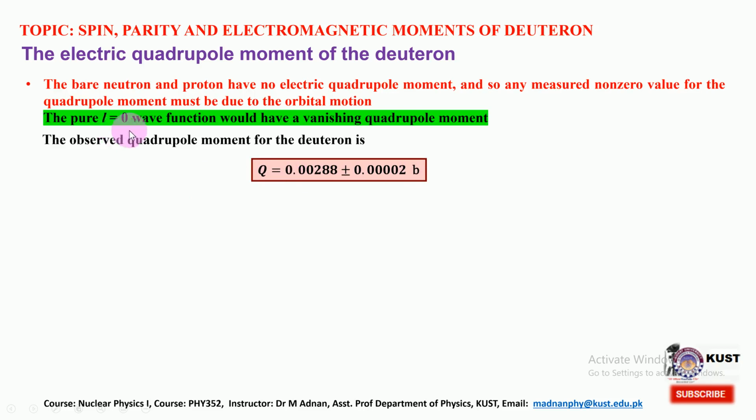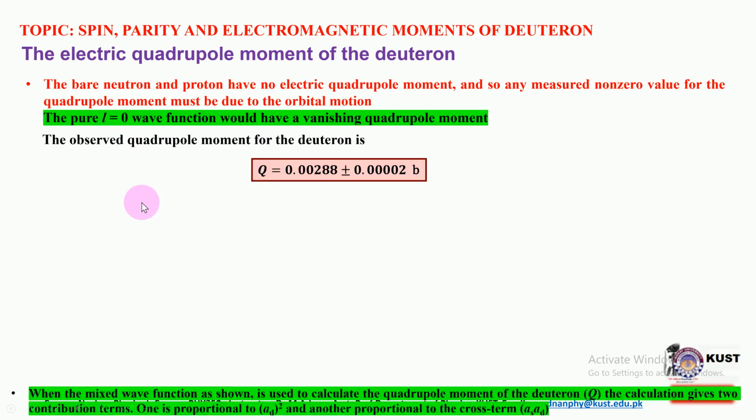That hints that the L equal to 0 configuration for the deuteron will not give us the quadrupole moment. So it really is a mixture of L equal to 0 and L equal to 2 states. Since L equal to 0 will not give any quadrupole moment, whatever quadrupole moment is there is because of the L equal to 2 state.